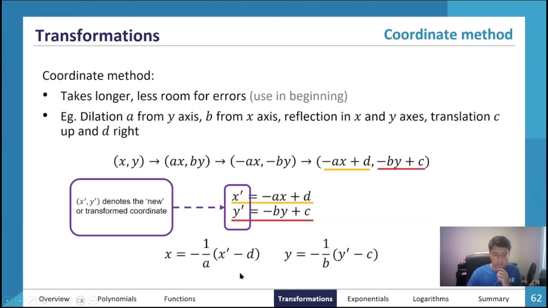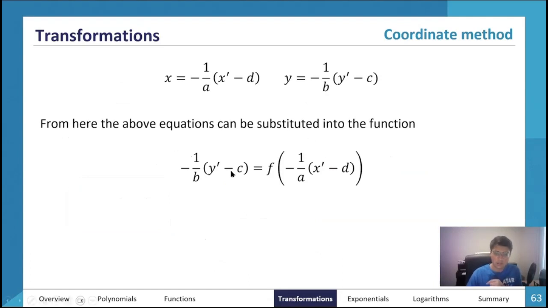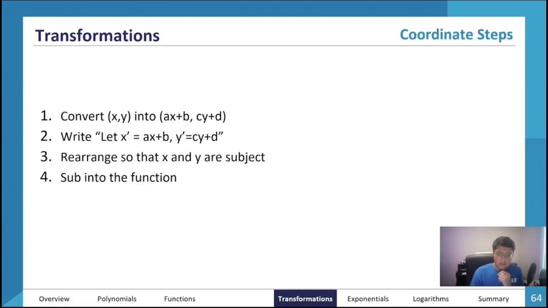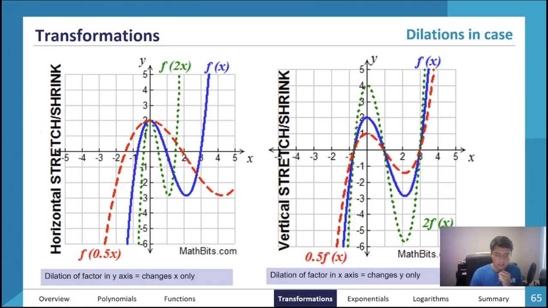And we've got some expression in terms of the transformed coordinate. We can then take these expressions for x and y and plug them back into our original function. So if you can imagine y equals f of x, we substitute in negative 1 over b times y dash minus c in for y, and f of x becomes f of negative 1 over a times x dash minus d. So these are the 4 general steps that we went over, and this is a bit of an idea of how dilations work. If you want to explore these diagrams a bit more for yourself, you can download the slides and have a look for yourself.